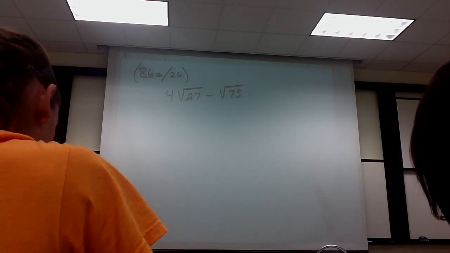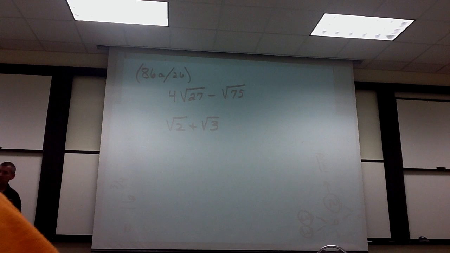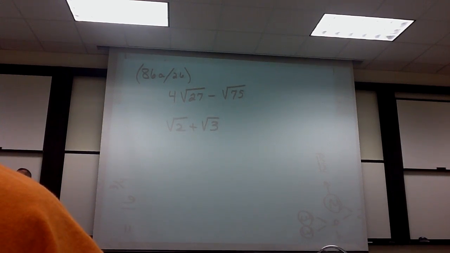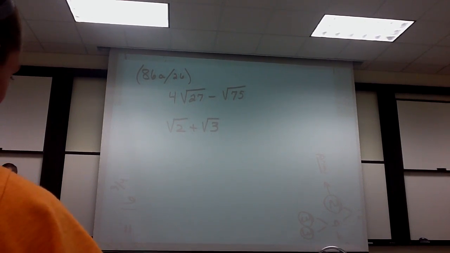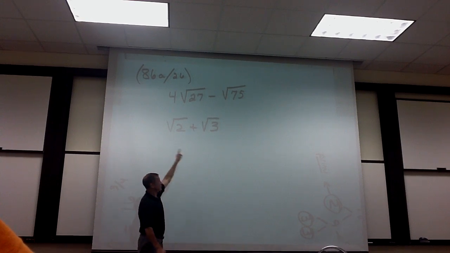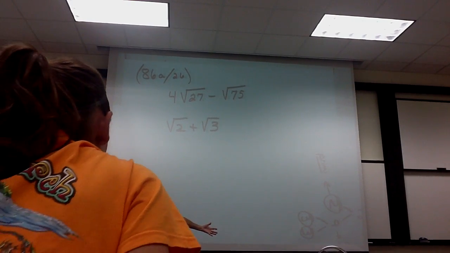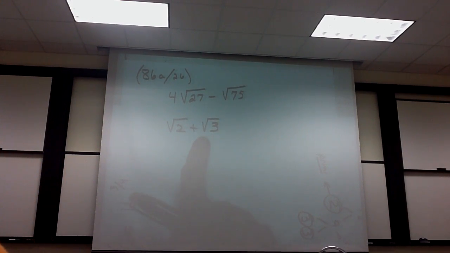Important question to ask you, ladies and gentlemen. Square root of 2 plus square root of 3. Can I add those two guys together? Now, when I say combine, I mean add or subtract. I can add or subtract radical expressions if they have the same exact radicand. I got two different radicands, right? That's your square root of 2 plus square root of 3.